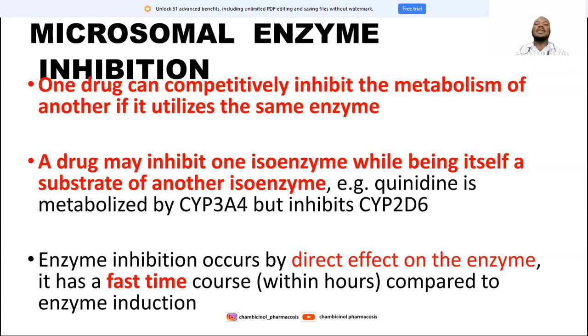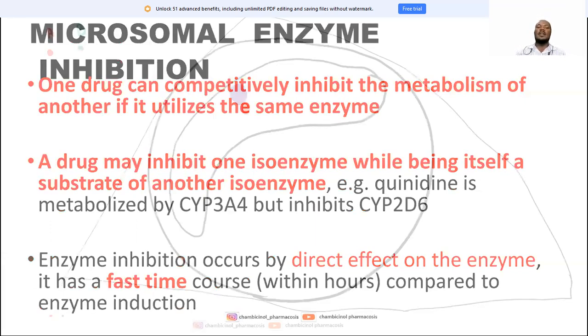One drug has a tendency to compete in the active site with another drug on the same enzyme. Because they use the same active site, one drug can inhibit the metabolism of another drug. But it can happen that a drug is the substrate of one isoenzyme, but the inhibitor of another isoenzyme. The good example here is quinidine. Quinidine is a substrate that is metabolized by CYP3A4, but quinidine has a tendency to inhibit the CYP2D6 enzyme of the cytochrome enzymes. So it is very important to understand this one.